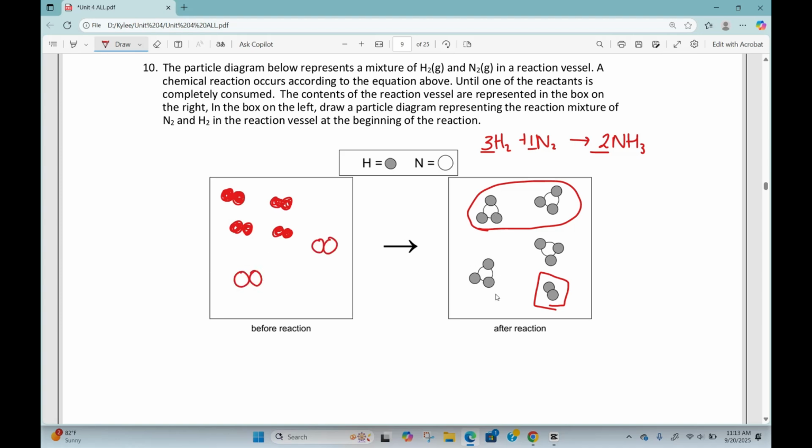And then I have enough to make a whole other set. Here are my 2 NH3s. That is going to be 3 hydrogens. Usually we want to mix these around, especially if they're gases. We know that they're going to be moving around. So there's my 3 hydrogens, and then I need 2 nitrogens. So 1, 2. I didn't do a very good job of mixing those around in the box, but that's okay.